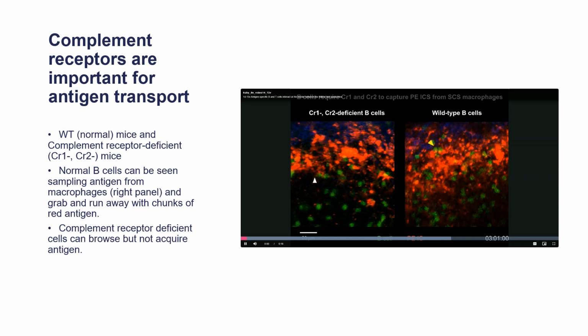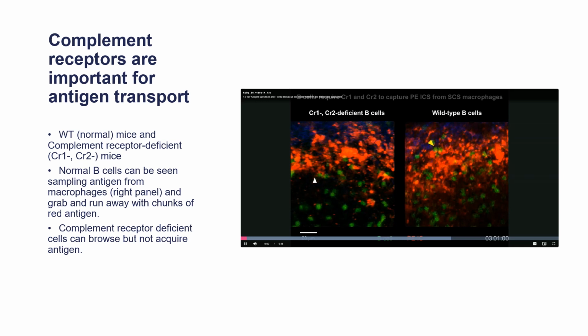So we've got, in this case, wild-type normal mice on the right-hand side of the video, and complement receptor deficient B cells on the left-hand side. The normal B cells can be seen sampling antigen from the macrophages, and they grab and run away with chunks of the red antigen. But the complement receptor deficient cells can browse the antigen, but they can't acquire it.